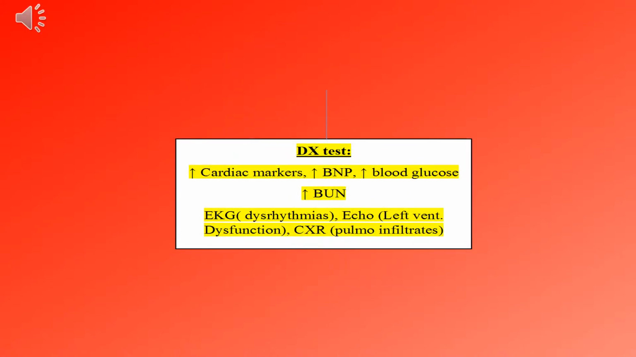All right, let's touch on labs and diagnostics for a minute. When it comes to cardiogenic shock, there's an increase in cardiac biomarkers, an increase in BNP, an increase in blood glucose, an increase in BUN. A couple diagnostic tests you might want to look at would be an EKG and a chest X-ray.